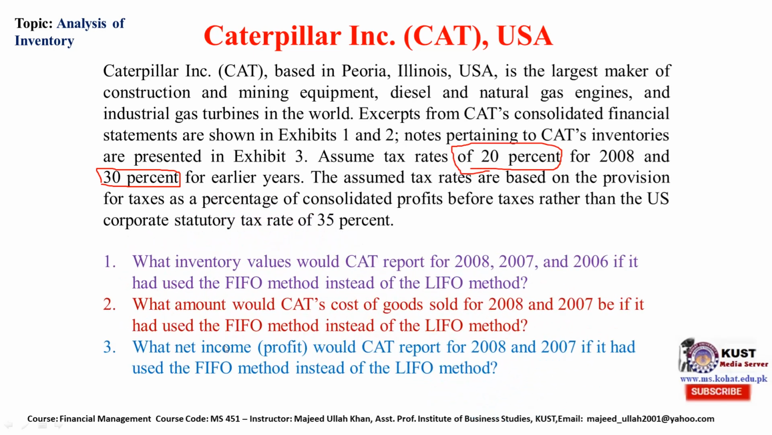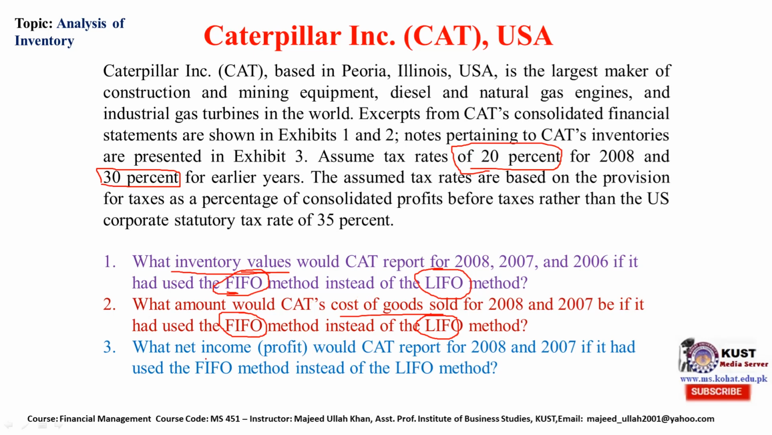What are the requirements for this question? We will calculate the value of inventory. Since this company is using the LIFO method for inventory, what will be the value of inventory if this company adopts the FIFO method? Second requirement is cost of sales or cost of goods sold for 2008 and 2007 if the company used the FIFO method, as currently it is using the LIFO method. What will be the cost of goods sold?